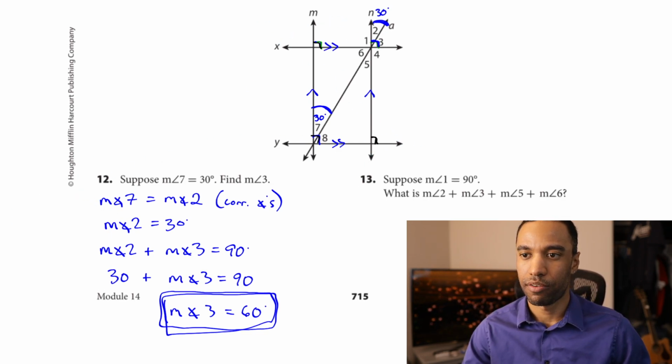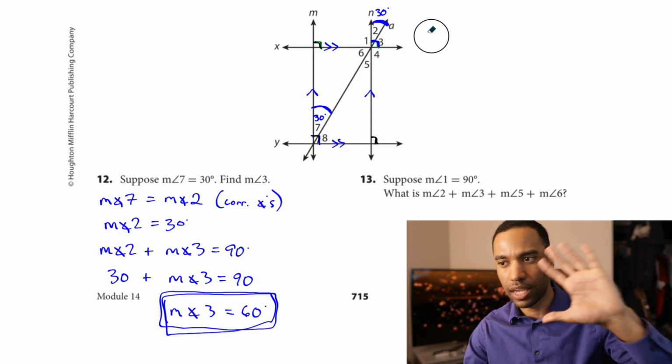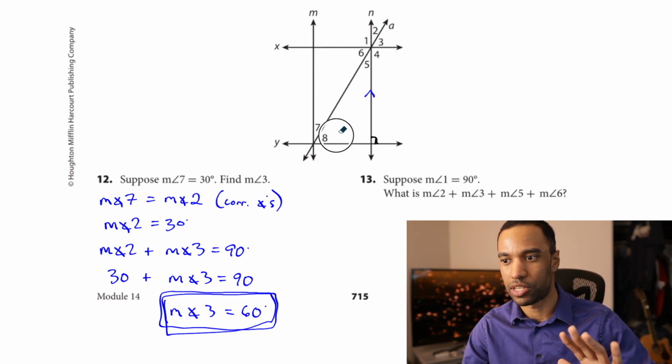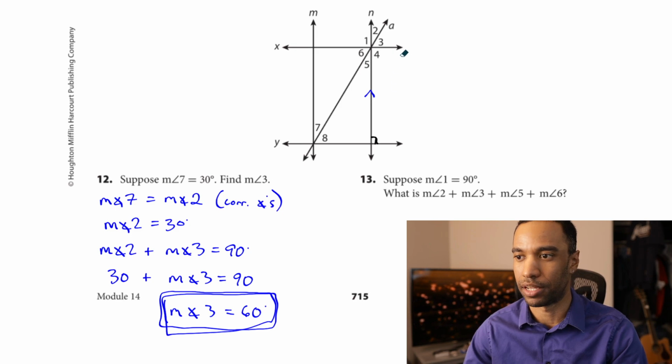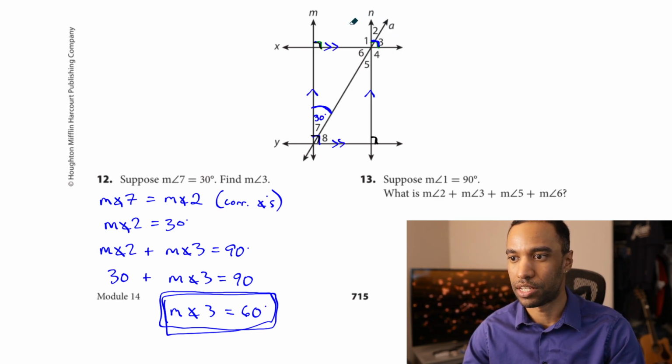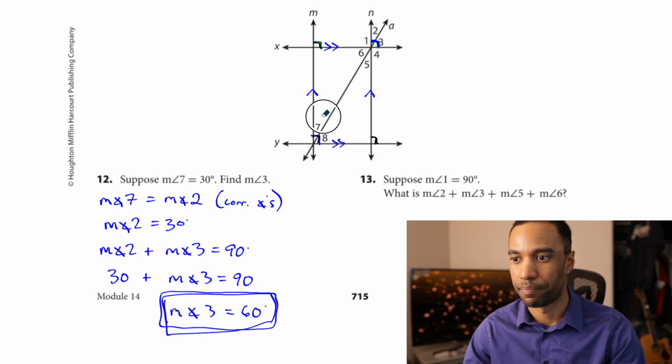All right, suppose measure of angle 1 is 90 degrees. So once again, just as far as talk goes, I'm going to erase anything that was irrelevant. Oh, I erased everything. I don't want to erase everything. Let's erase things that were only relevant to that last problem.